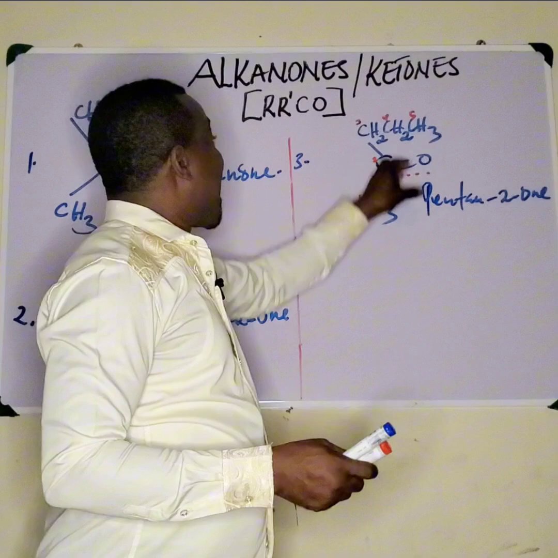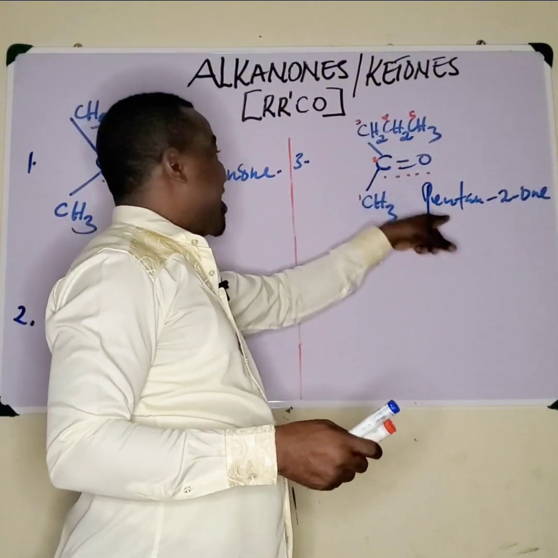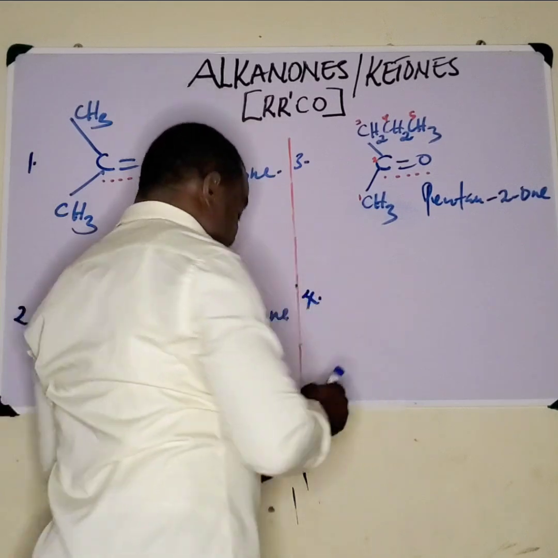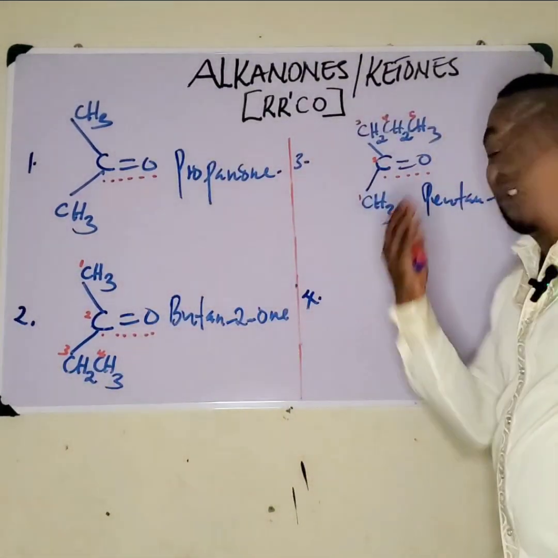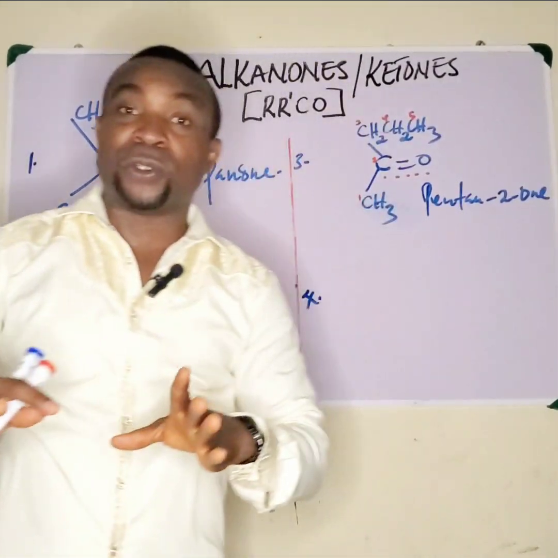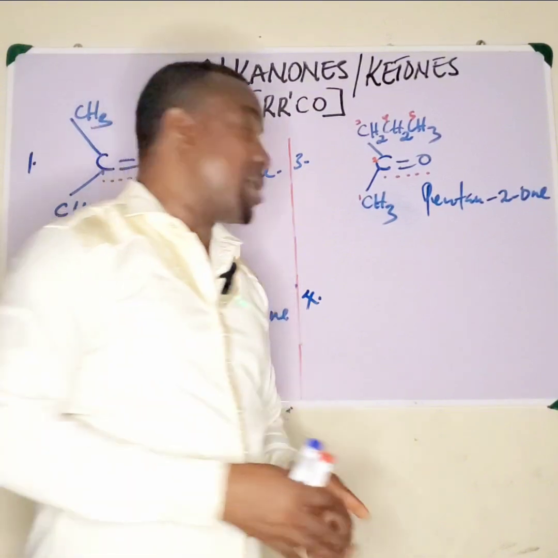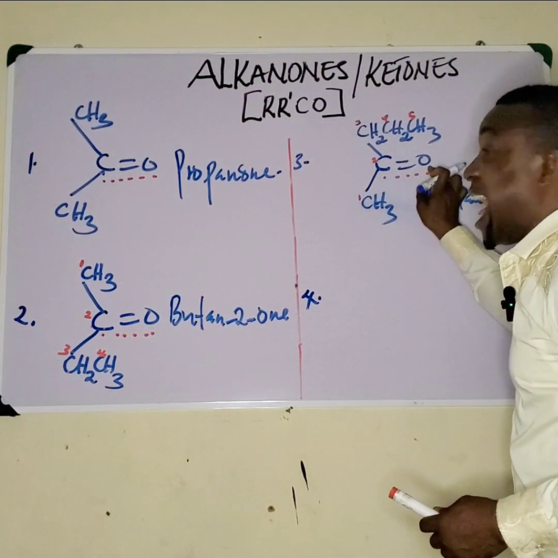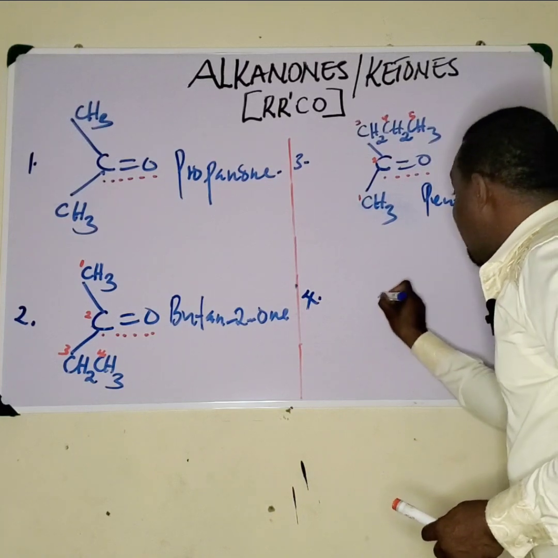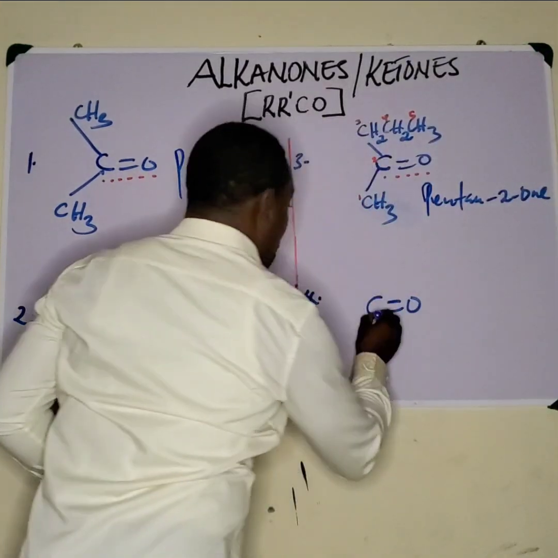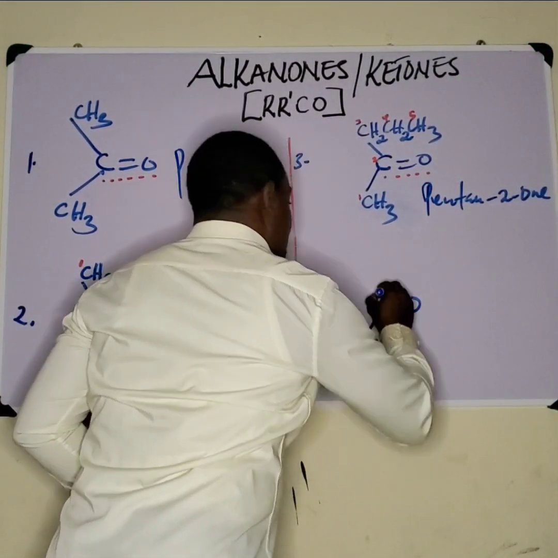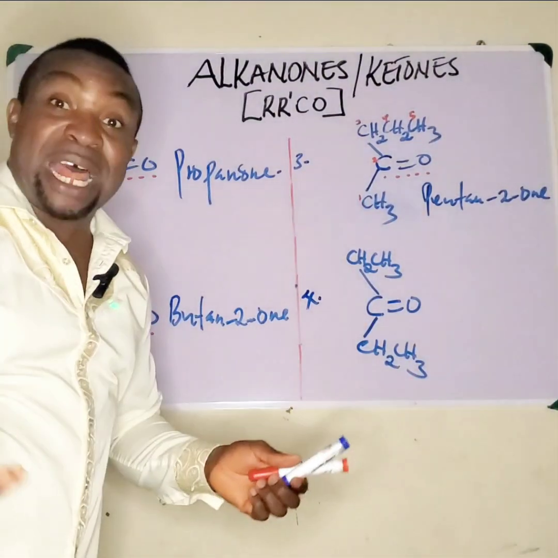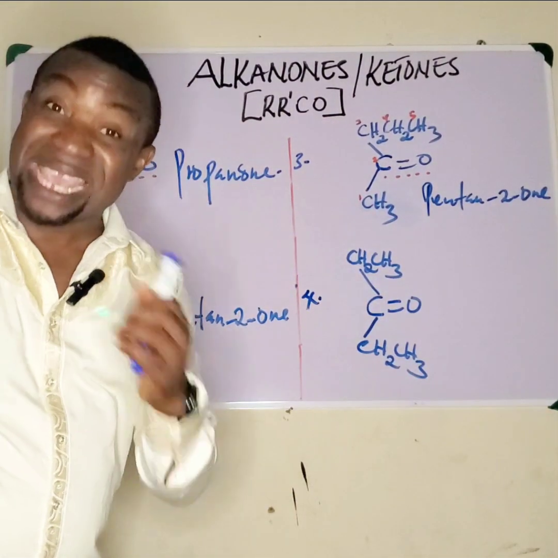Let us see if we can get an isomer of pentan-2-one. At least these 4 members will give us an idea of how alkanones or ketones look like. So if such is the case, remember, you do not alter the carbonyl functional group. We are still having our carbonyl functional group. So in this case, we are going to have something like this, CH2, CH3, because we want to get the isomer, the same molecular formula, but different structural formula. That is what an isomer means.